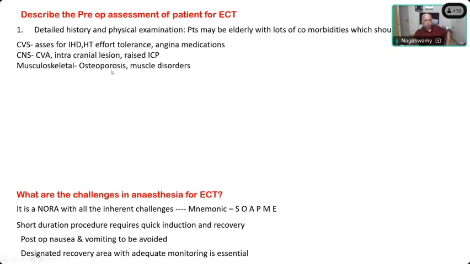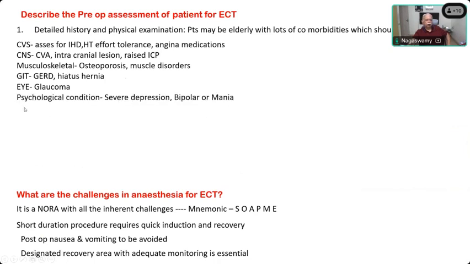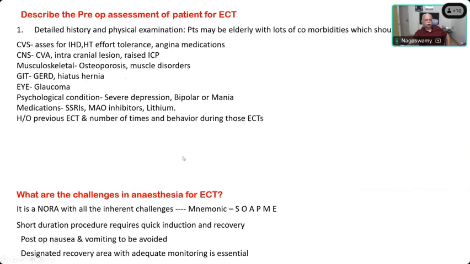Musculoskeletal: if bones are osteoporotic they can fracture, tears can happen. GIT: can produce GERD and hiatus hernia. Eye: it can increase the pressure, and glaucoma may be present. Psychological conditions: severe depression, bipolar or mania may be there. And medications: patients may already be taking SSRIs, MAO inhibitors, or lithium. The drug history has to be elicited. And the history of previous ECT, the number of times, and how the patient tolerated that ECT is very important.